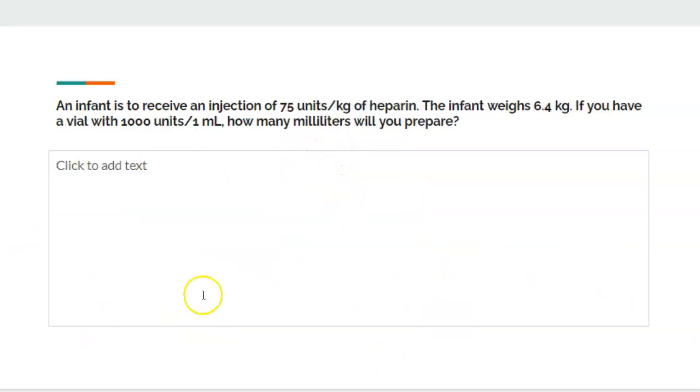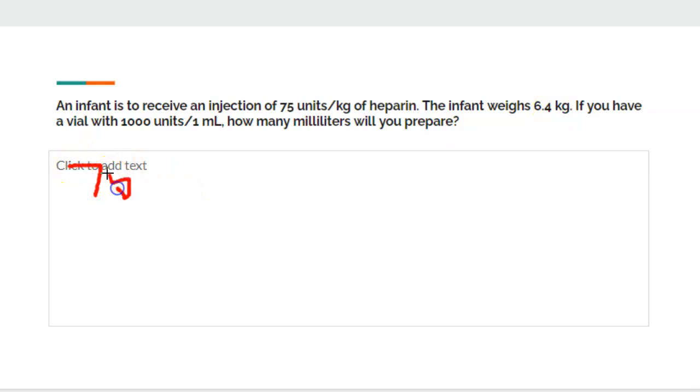Here's another one that we will do real quick because this one's a little bit different because we're working with units, 75 units per kilogram. So we're doing it by weight. So the infant weighs 6.4 kilograms. And if you have a vial of 1,000 units per milliliter, how many milliliters would you prepare? So the first thing you have to do on this one is you have to figure out how many units you're going to give the patient because it just tells you per kilogram and our patient weighs this. So you want to start with that.